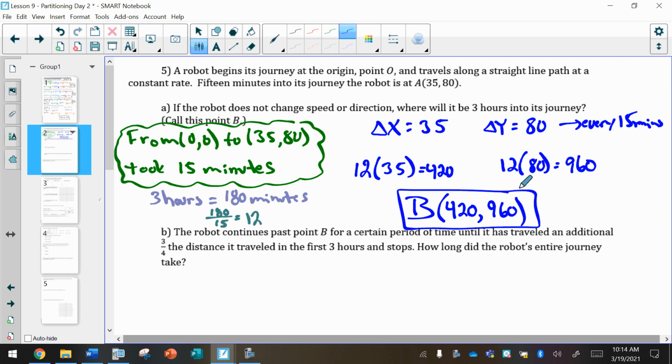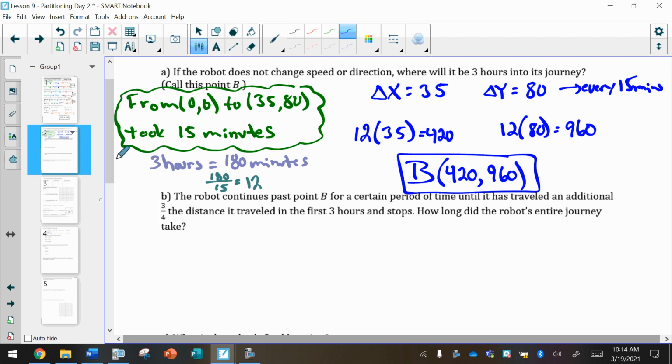Now, if this robot continues past point B for a certain period of time, the amount of time we don't know, it'll travel an additional 3/4 of the distance it traveled during the first 3 hours, then it stops. How long did the robot's entire journey take?